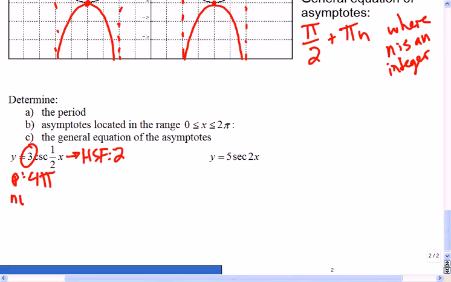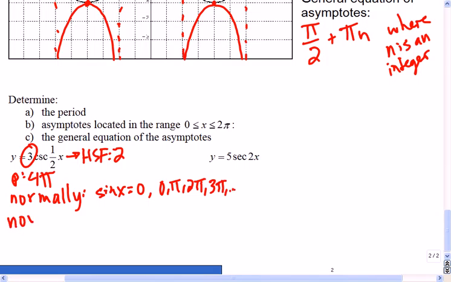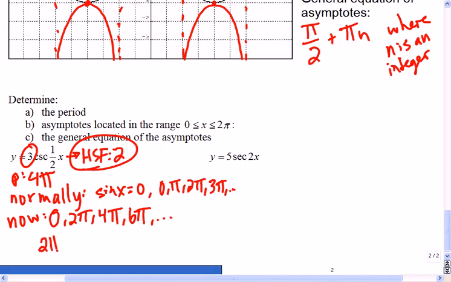And normally, I'd be looking for where sine x equals 0, since I'm looking at the reciprocal, cosecant. And I would find those at 0, pi, 2 pi, maybe I'll go one more, 3 pi, and so on. So now, what I've done is I've applied this horizontal stretch factor. So I'm going to be at 0, 2 pi, 4 pi, 6 pi, and keep moving. So that means I can come up with a general equation: 2 pi n, where n is an integer.